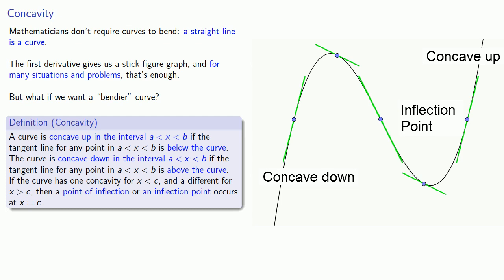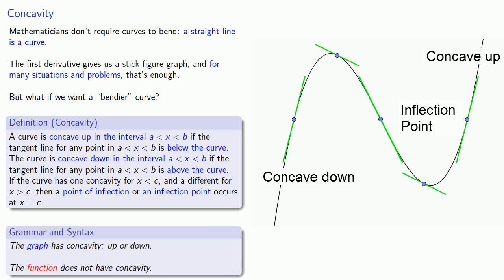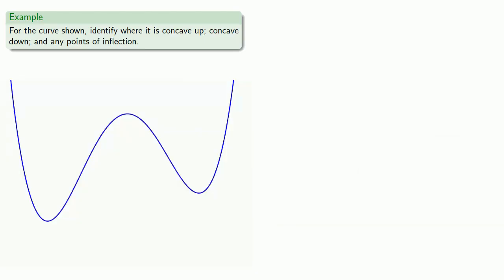One important note, how you speak influences how you think. The graph has concavity. The graph is either concave up or concave down. The function does not have concavity. You can't say that the function is concave up. That doesn't make sense. For example, let's take a look at the curve shown and identify where it's concave up, concave down, and any points of inflection.